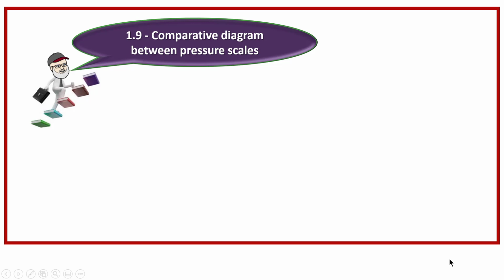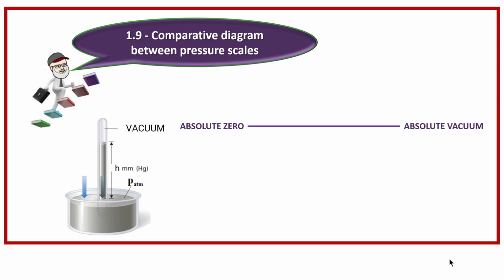Comparative diagram between pressure scales. We draw a horizontal line that characterizes the absolute vacuum, that is, the absolute zero, which is the zero of the absolute scale. It is important to know that there is nothing below the absolute vacuum. So on this scale we only have pressures greater than or equal to 0. Through a barometer we read the atmospheric pressure, which can also be called barometric pressure.